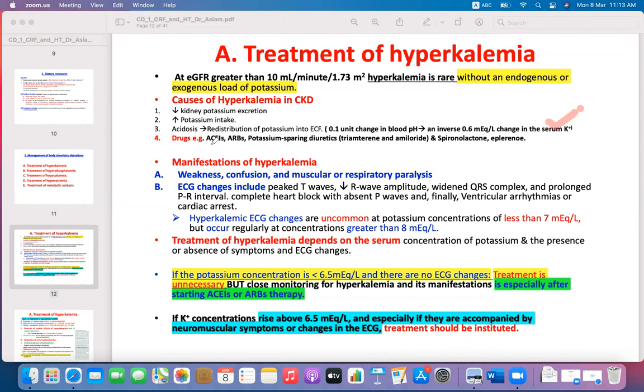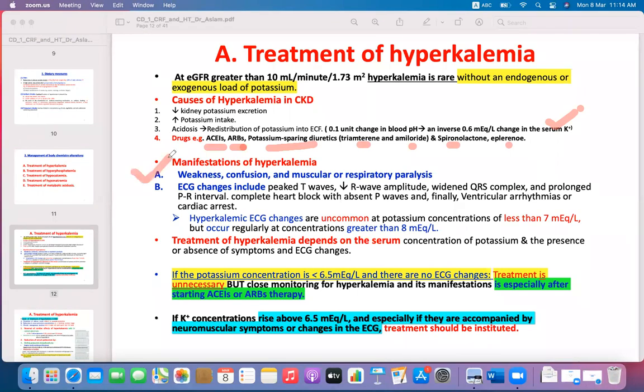And some drugs increase hyperkalemia. Which are these drugs? Angiotensin converting enzyme inhibitors, angiotensin receptor blockers, and the potassium sparing diuretics: triamterene, amiloride, spironolactone, and eplerenone. What are the manifestations of hyperkalemia?